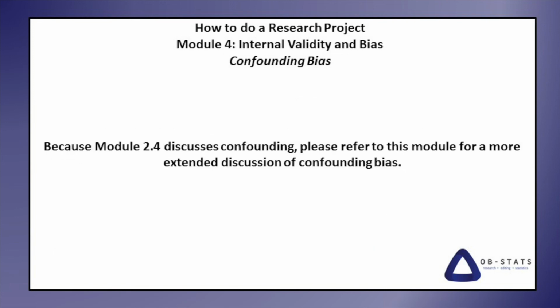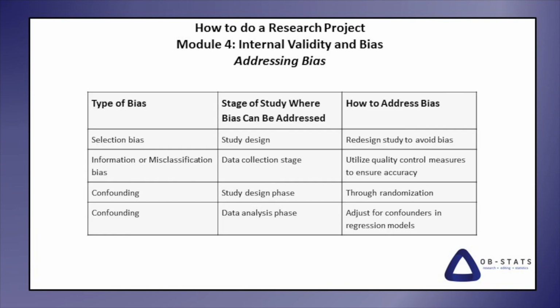Because Module 2.4, Select Potential Confounders, discusses confounding at great length, please refer to this module for a more extended discussion of confounding bias. The following table illustrates the stage of a study where bias can be addressed and how to address that specific type of bias.